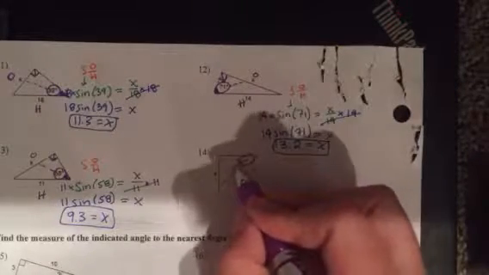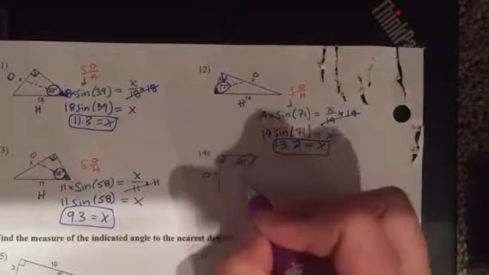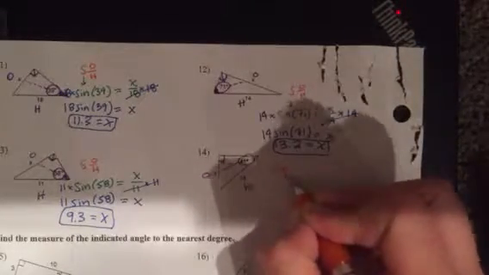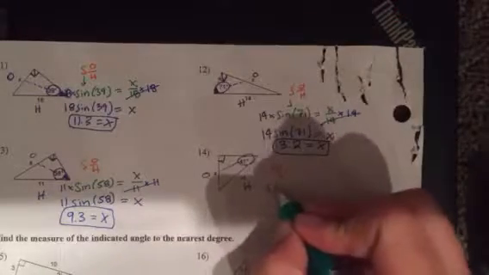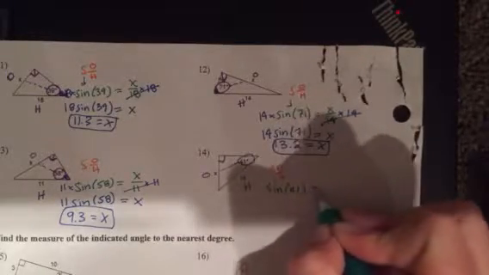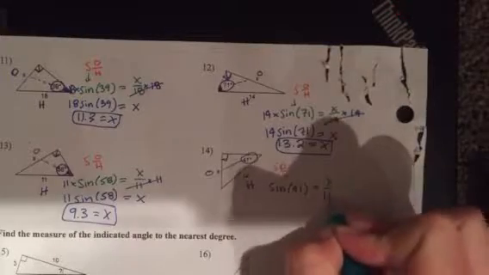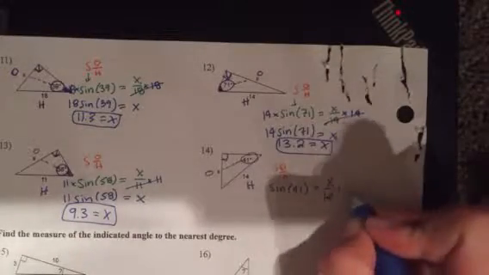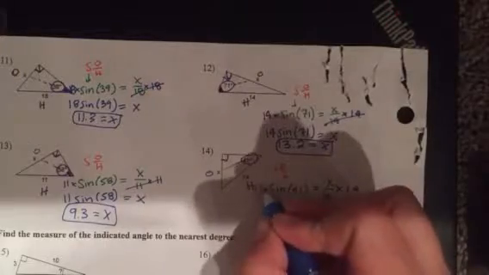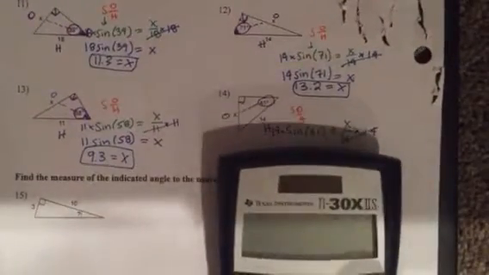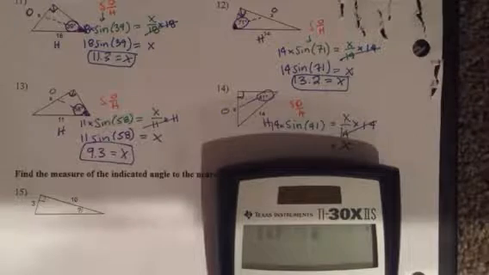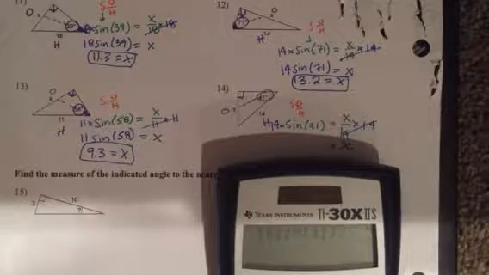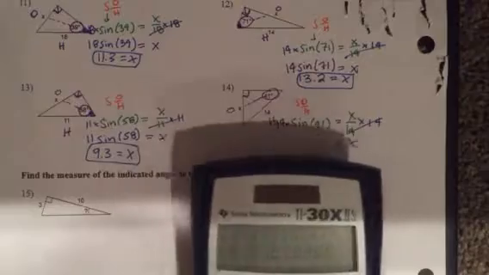Label our sides, opposite, hypotenuse. We have a lot of sine on this one. Sine of our angle is equal to O over H. Get rid of the denominator. X equals 14 times sine of 41. 14 sine of 41 is equal to 9.2.